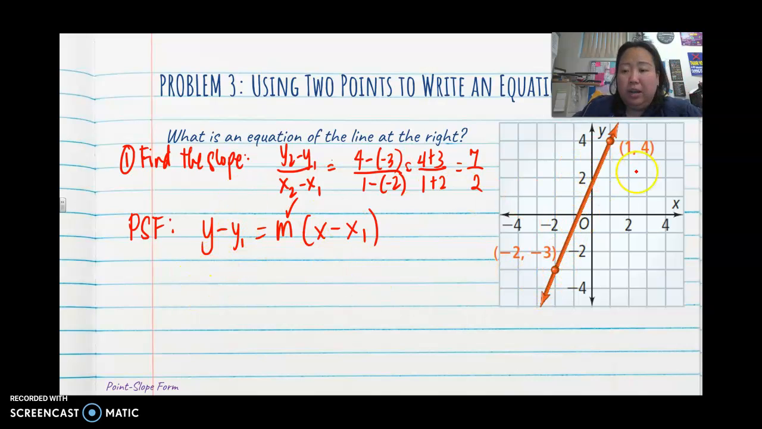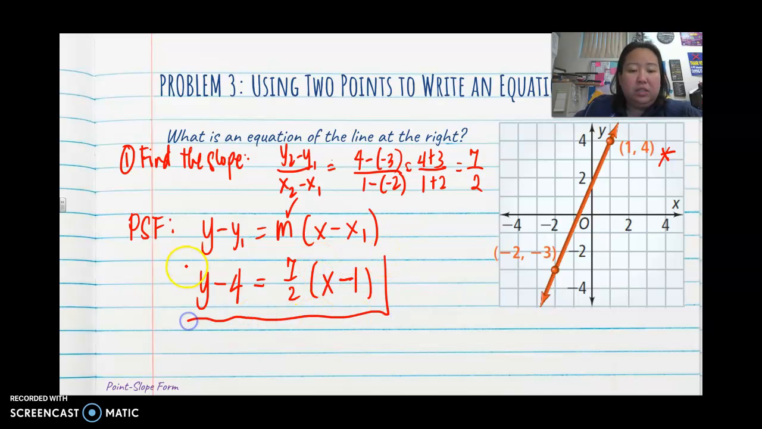Okay, so let's use 1 and 4 as our x sub 1 and y sub 1. So we will have y minus 4 is equal to the slope, which is 7 over 2 times x minus 1. So this is the equation that we can use to represent the graph of this line here on the right.